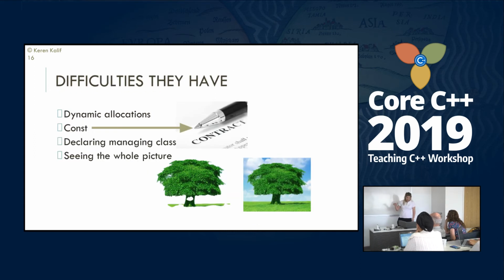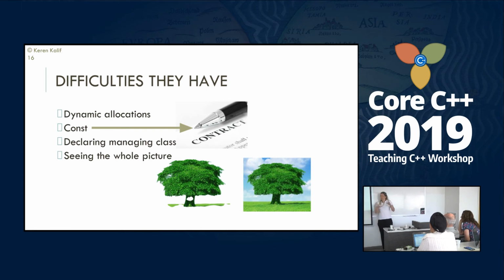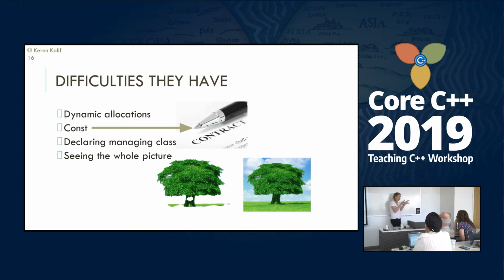Difficulties they have in all that process. Usually, dynamic allocation, because they come only after one C course. Dynamic allocation doesn't fit them well, so they struggle with it here, and that's why I want them to struggle with it here.